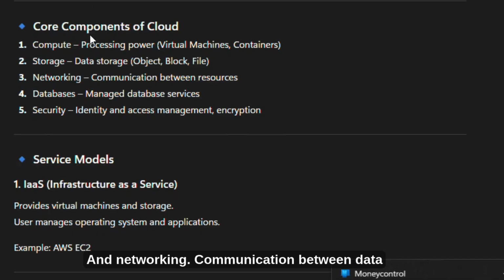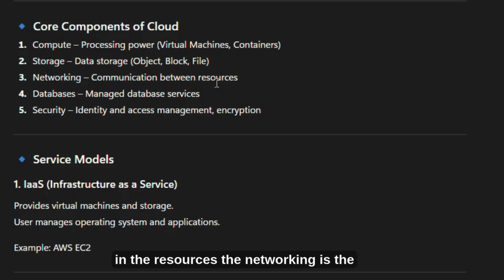It is one of the components. And networking, communication between the resources. Networking is the communication from one network resource to another network resource. And the next component is databases. The databases are managed on the servers, based on the requests the user is giving.